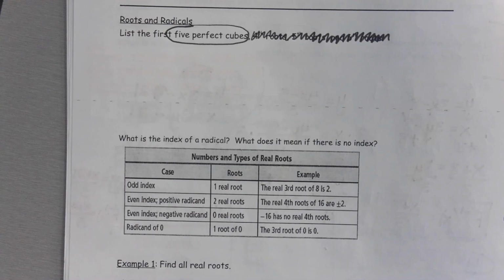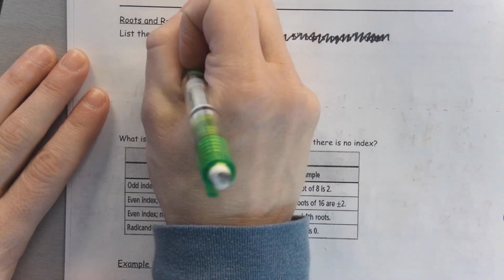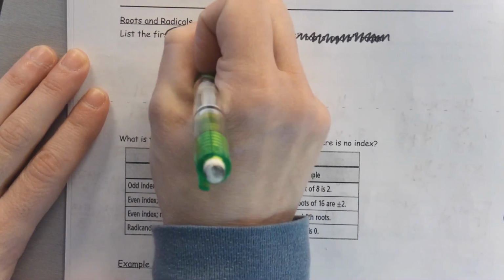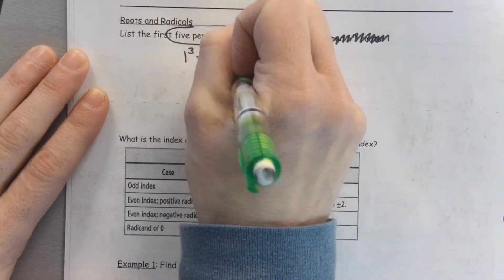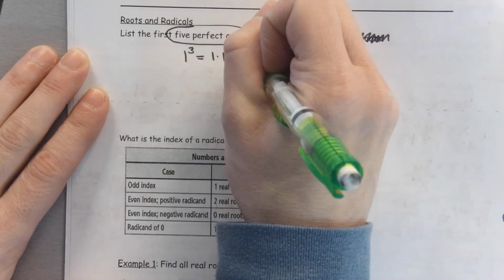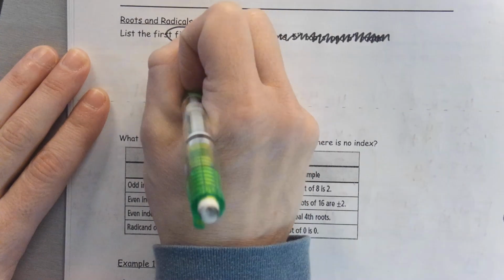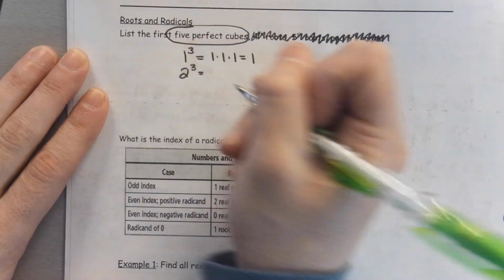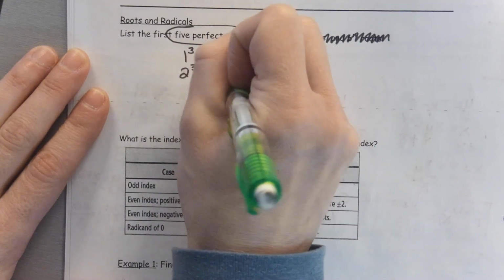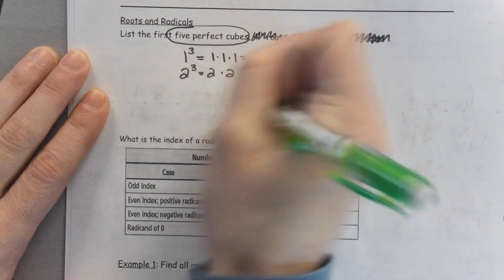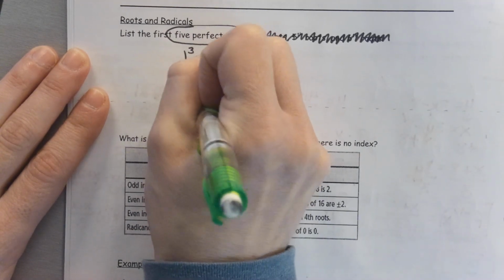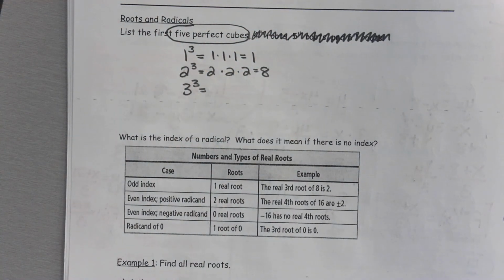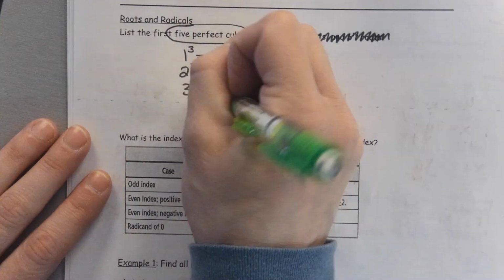But cubes are something that I think is important to be familiar with and know. So let's start with 1 cubed. 1 cubed, remember, is the same as 1 times 1 times 1, which is 1. 2 cubed would be the same as 2 times 2 times 2, which is 8. And I won't write it out that way every single time. 3 cubed, do we know that one? 3 times 3 is 9, times another 3 is 27.